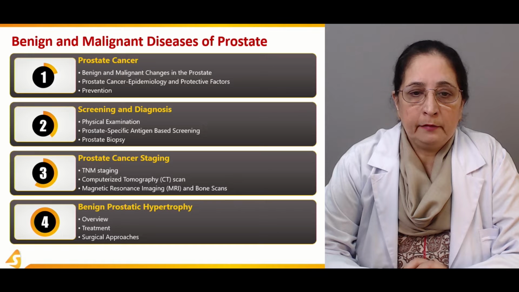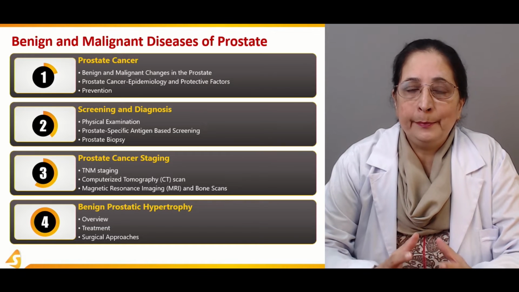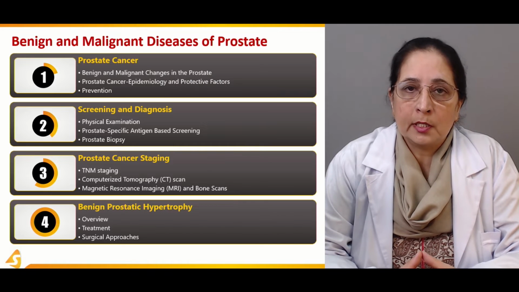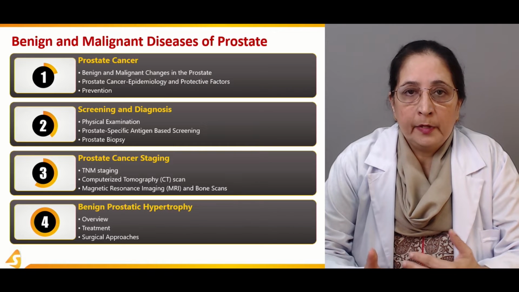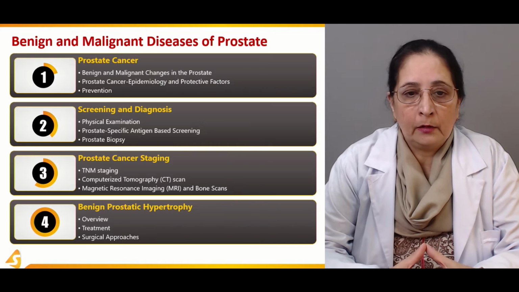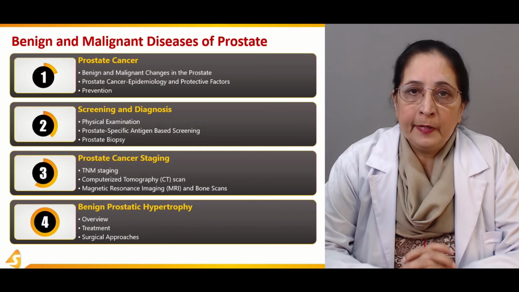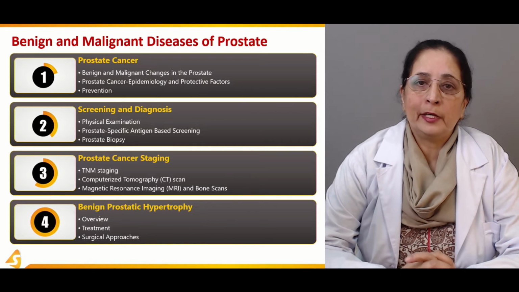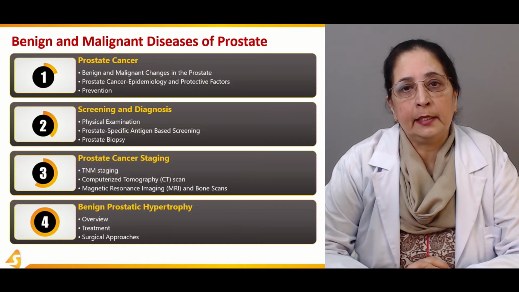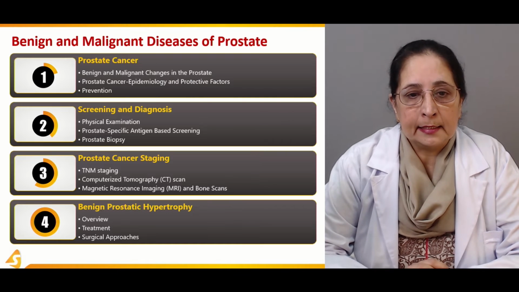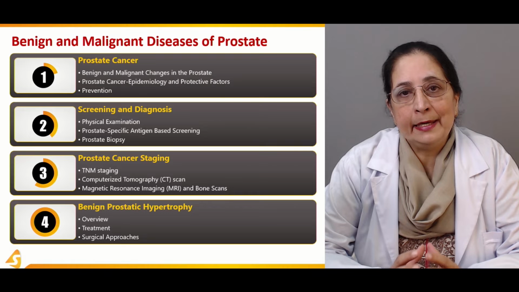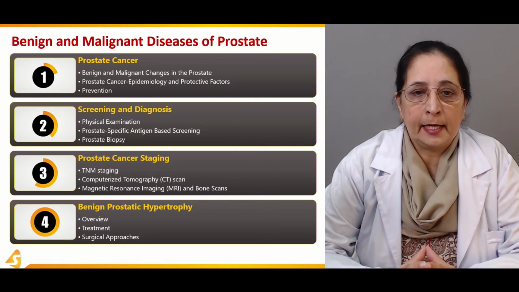In the first section, we will discuss the prostate cancer itself, what are the benign and malignant changes that can occur in the prostate gland during the process of the development of the cancer. What's the epidemiology of the prostate cancer and what are some protective factors that can protect against the prostate cancer? And also what is the prevention and how we can prevent the prostate cancer?